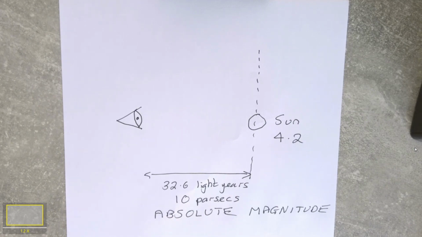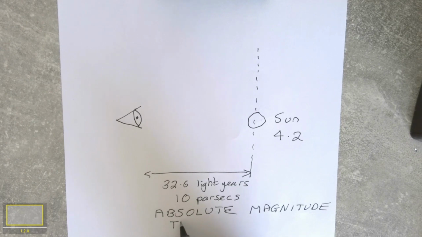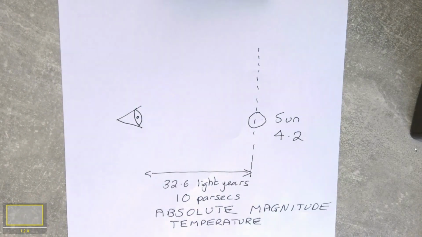And when we classify stars, we will look at their absolute magnitude and also the other factor that we talked about, which is their temperature. And that will lead us on to the next section, which looks at those two variables, which is called the Hertzsprung-Russell diagram.